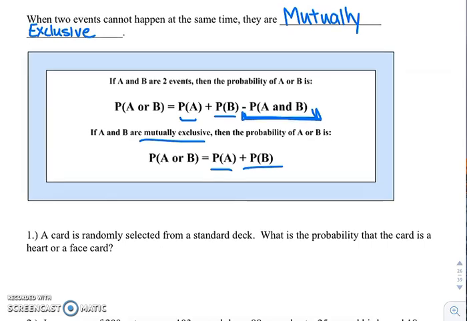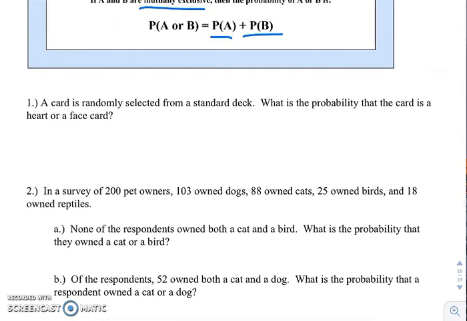So let's look at an example. It says a card is randomly selected from a standard deck. What is the probability that the card is a heart or a face? So, the probability of a heart or face card. I'm going to pull up my deck of cards. Here, let me find it.